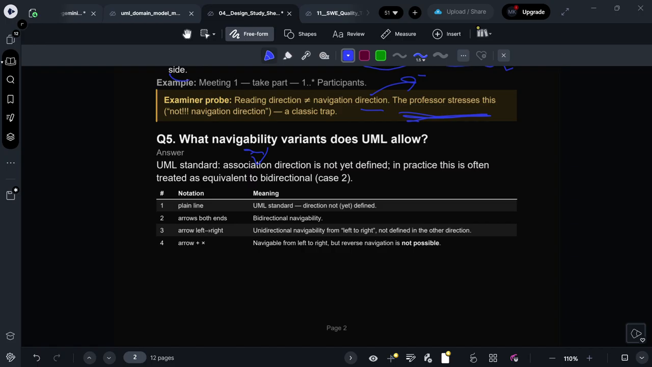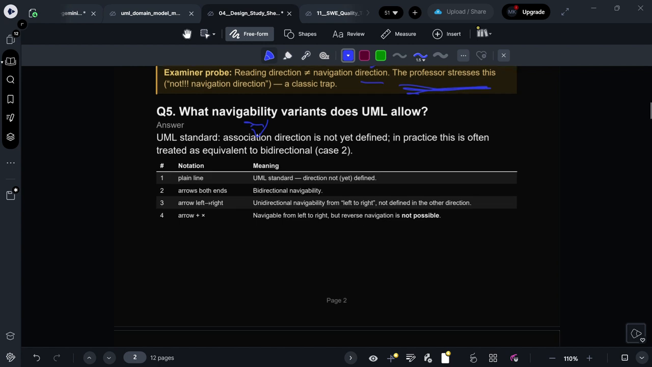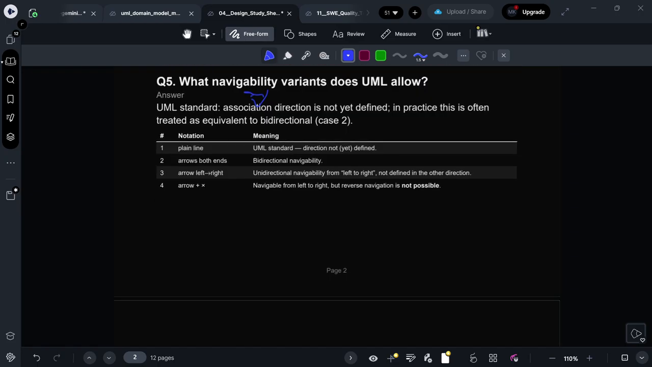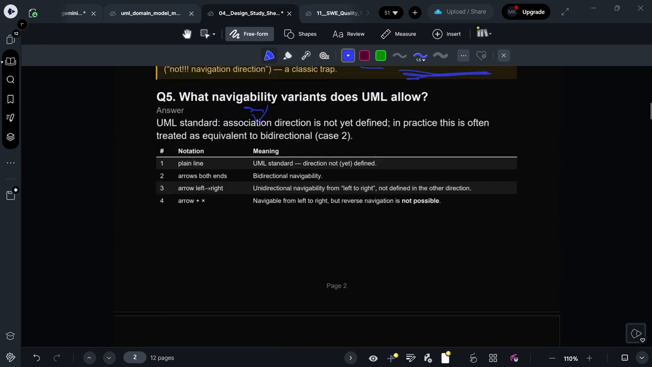So for UML association, the direction is not yet defined. In practice, this is often treated as equivalent to bidirectional, which is case 2, if not defined. Bidirectional navigability has arrows on both ends. The UML standard, direction not yet defined, is a plain line with no direction yet defined. Then, for example, an arrow from left to right is unidirectional navigability: from left to right, not defined in the other direction. The arrow navigates from left to right, but reverse navigation is not possible.